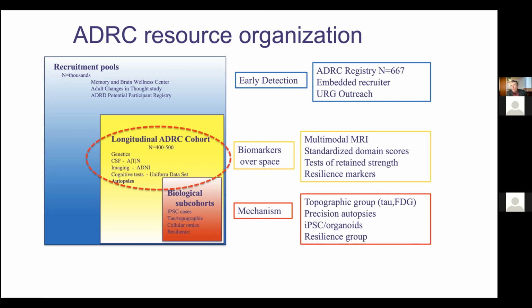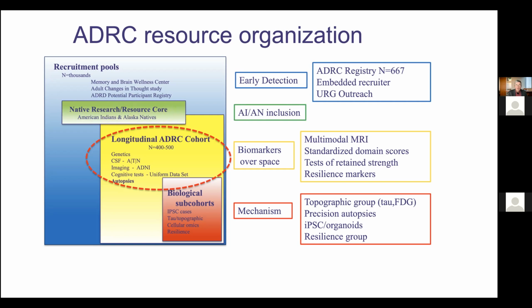Inside that shell, there are smaller groups of participants that are characterized a lot more extensively. These would be the folks that would go on to have, for example, tau imaging or induced pluripotent stem cell lines, single cellular omics, and so forth. And then inserted there, we have a satellite effort where we're trying to bring American Indians and Alaskan Natives into the mainstream of Alzheimer's disease research.